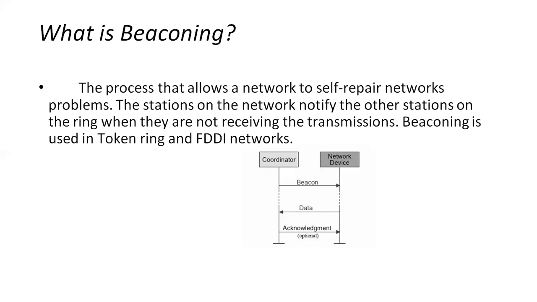Once the fault is fixed, the station emitting the beacon detects its own beacon returning to it after traveling around the ring, and the station stops beaconing.